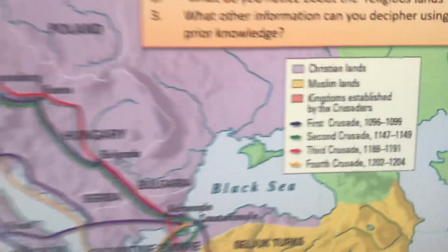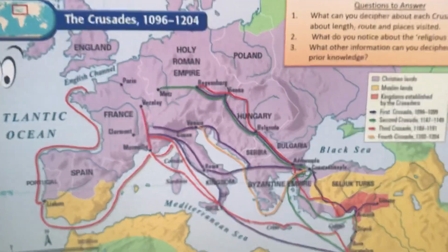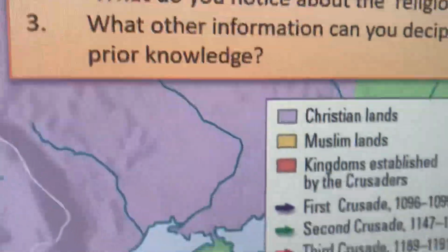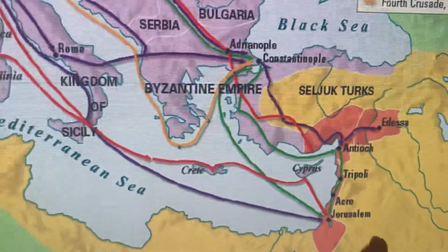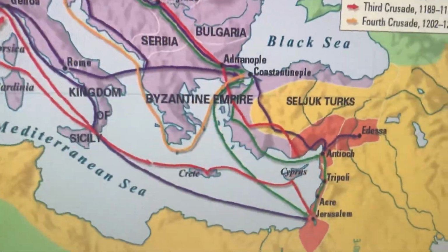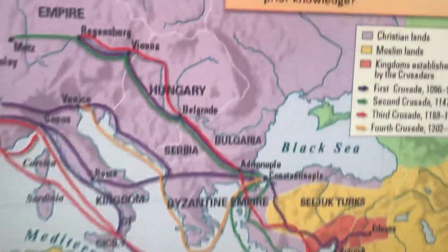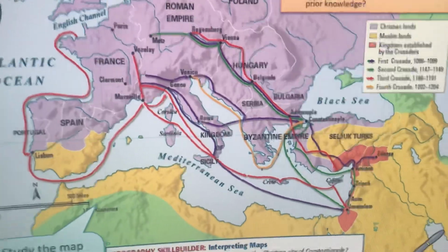You will see we also have some colours which refer to the Christian lands, which are purple, which you can see here. Then you've got the Muslim lands, which are yellow, which you can see down here. And then you've got the kingdoms established by the Crusaders, which are here. You can see we've got Jerusalem that we looked at in a previous lesson. And then you've got another group here of kingdoms established by the Crusaders. They are areas that the Crusaders managed to conquer and take over.